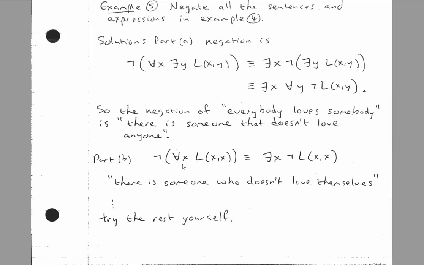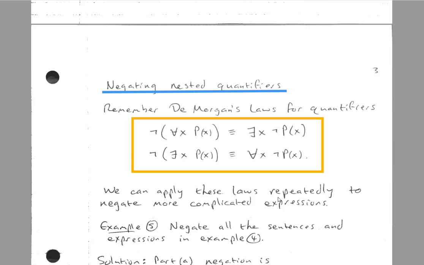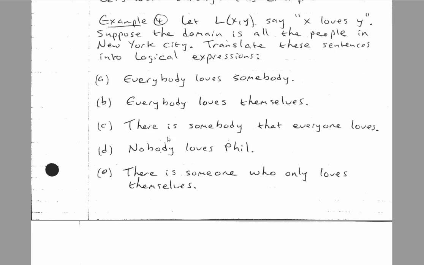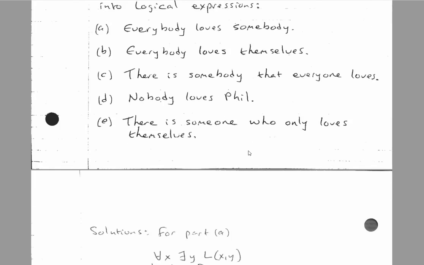Part B, that was saying everybody loves themselves. Well, the negation of that is there is someone who doesn't love themselves. Yeah, that's easier. And you can try these. How about D? Nobody loves Phil.